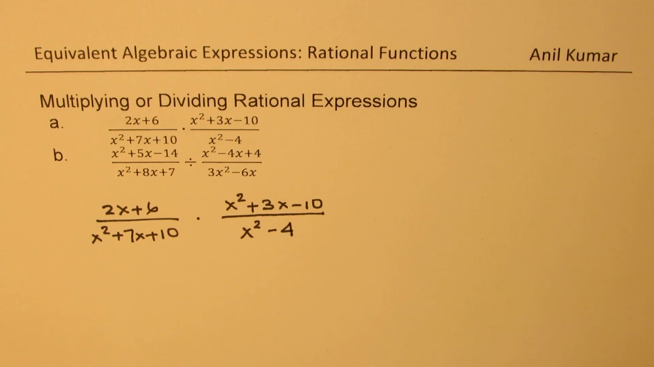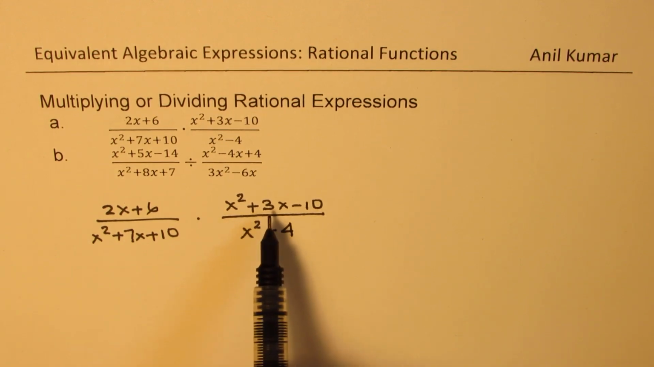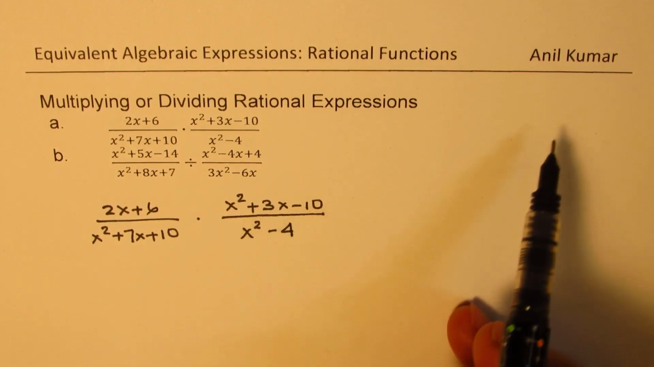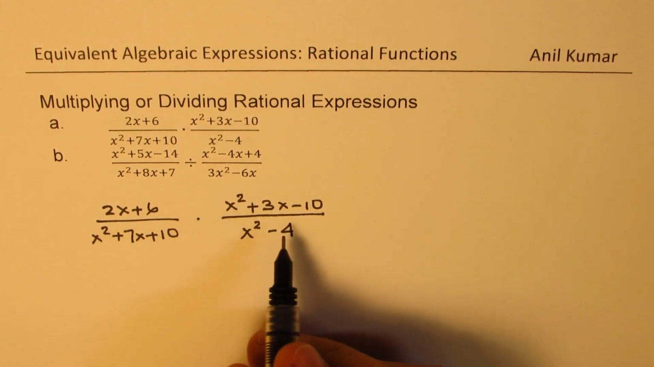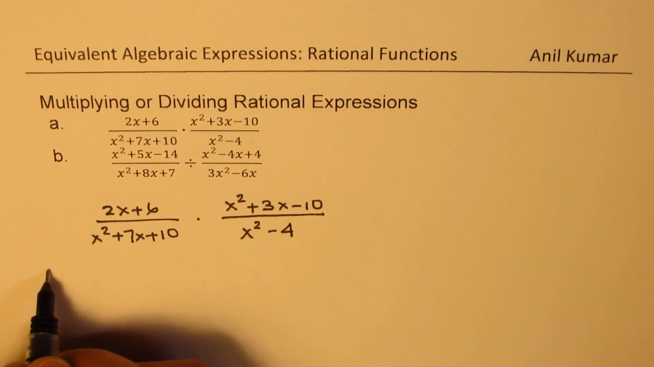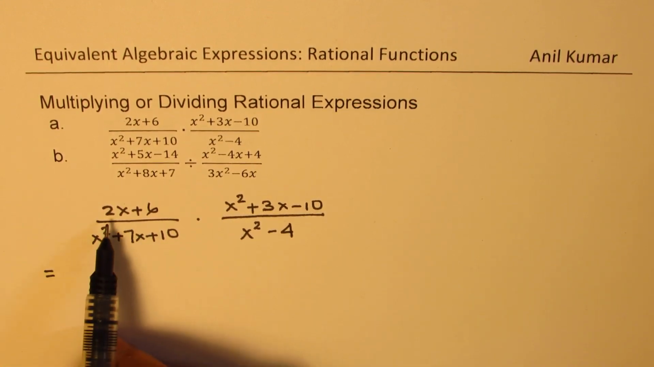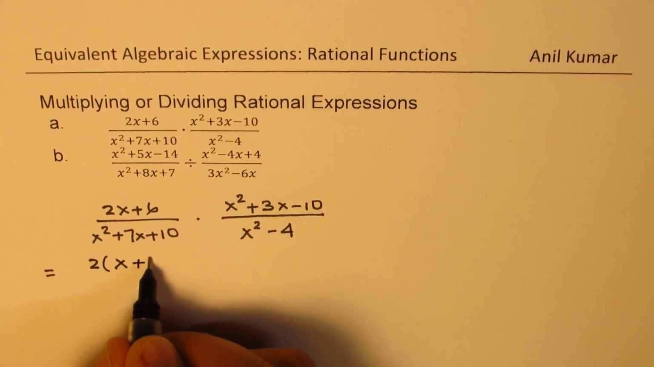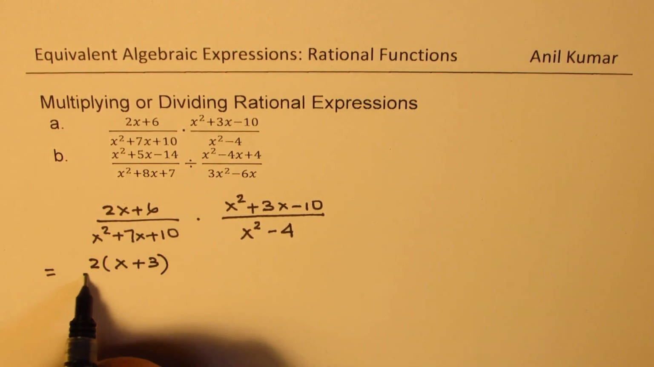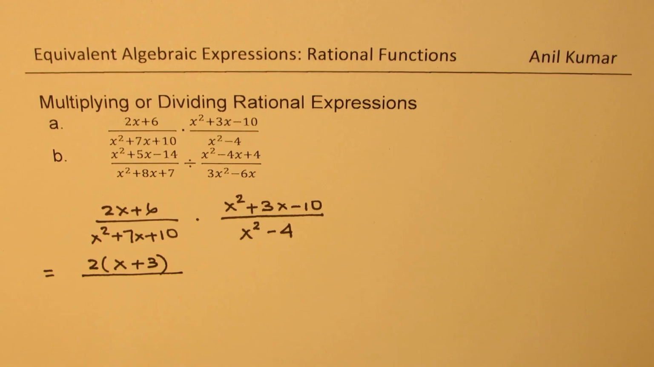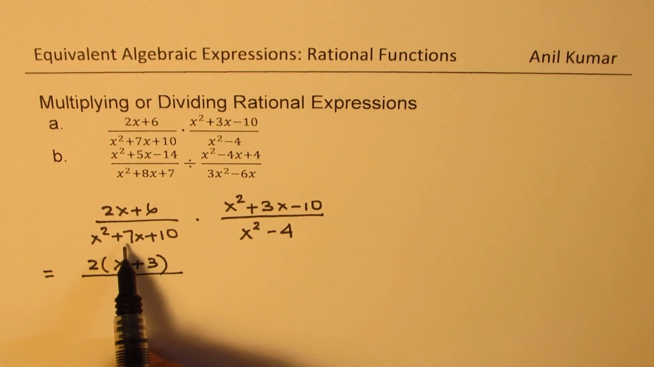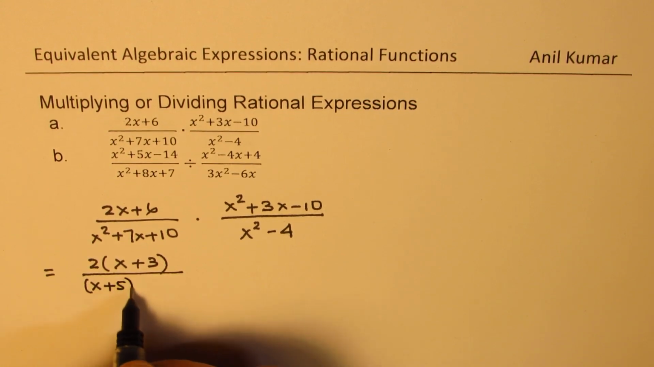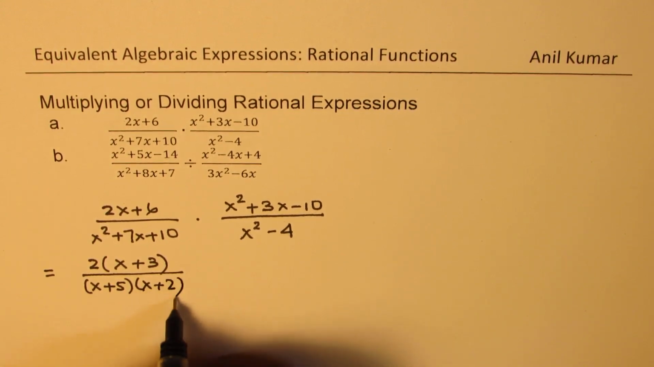Now in the previous case, you must have seen we took a couple of steps to factor. Sometimes if factoring is lengthier, it could be done separately. Perfect. Now in this case, factoring is rather simple. So you can take 2 common here in the numerator. So we can take x plus 3 as the factored form. Denominator, we are looking for a product of 10, sum of 7. 5 times 2 can work for us. So x plus 5 times x plus 2 is good enough.